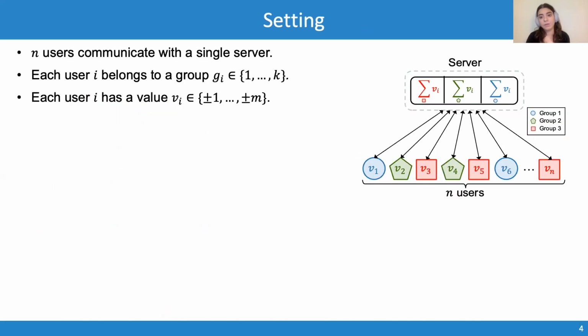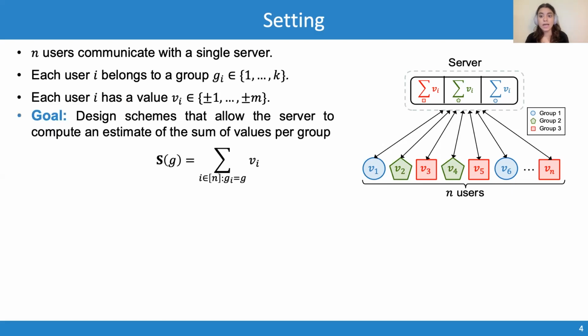Now let me be a little bit more precise. In our setting, there are n users that communicate with a single server. Each user belongs to one of k groups and also holds an integer value. The user knows his group and value, but the server does not. Our goal is to design schemes that allow the server to find an estimate of the sum of values per group. So the server ends up with a vector S of estimated sums.